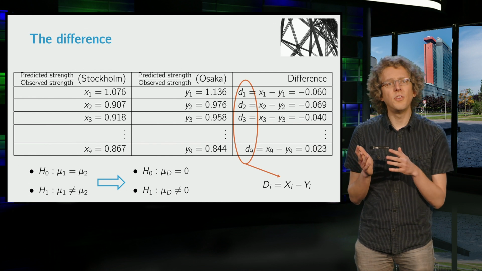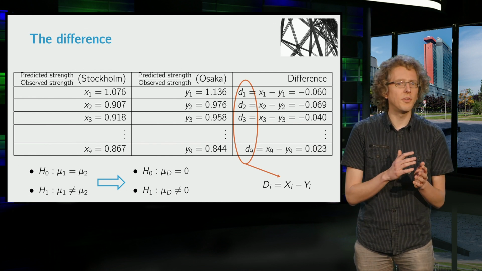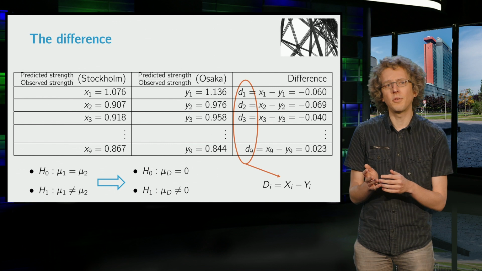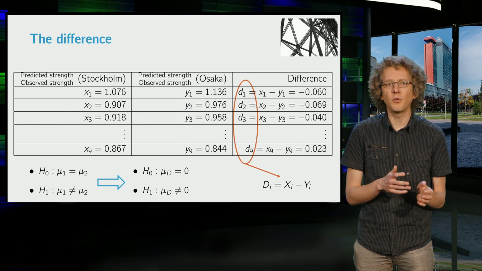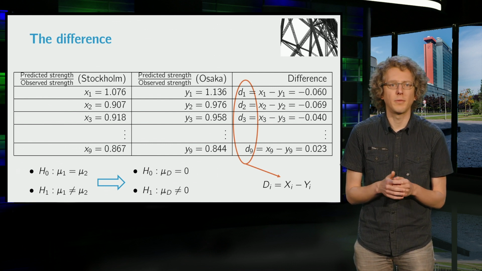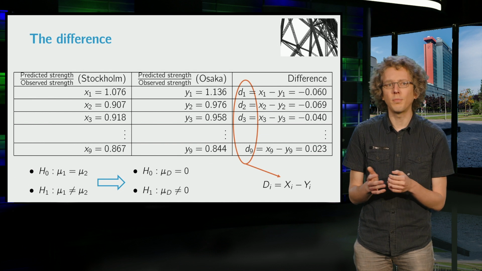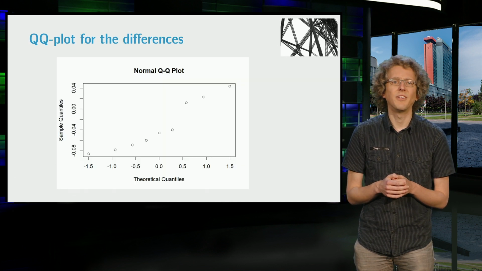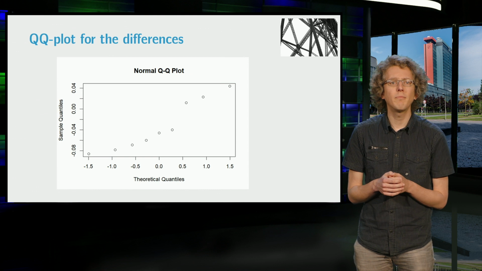Now, do these di follow a normal distribution? Well, with only 9 observations, we cannot expect the histogram to look very much bell-shaped. Let's take a look at the QQ plot. Not very convincing if you ask me.